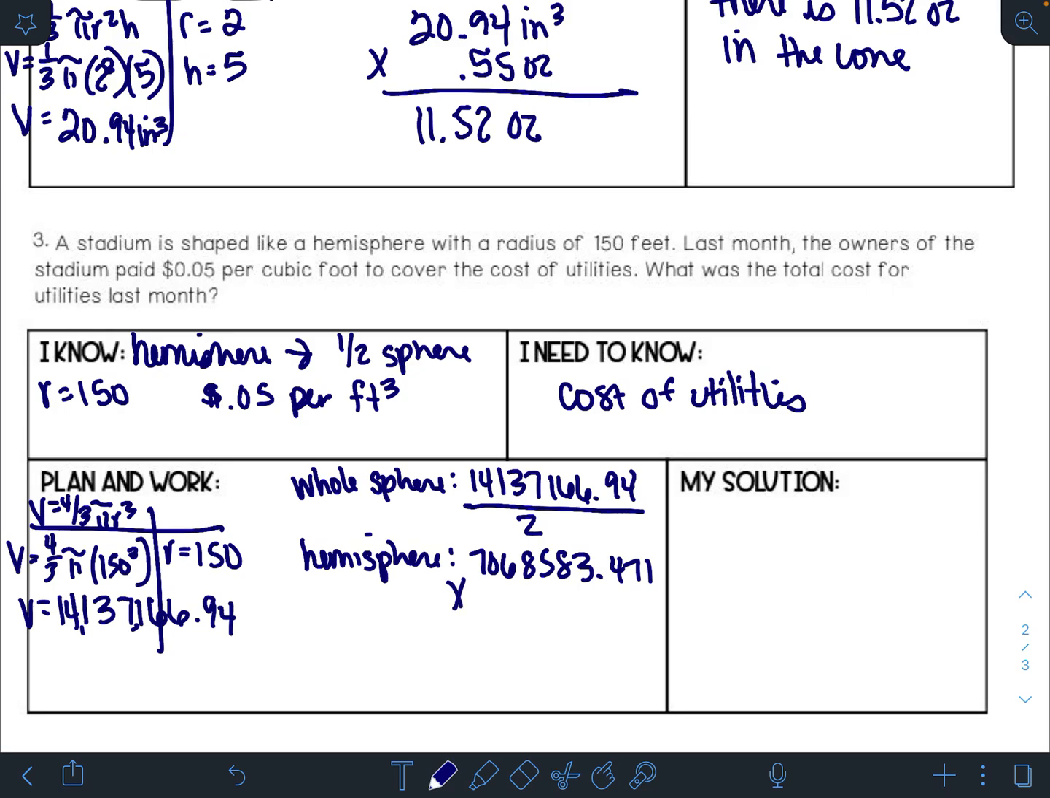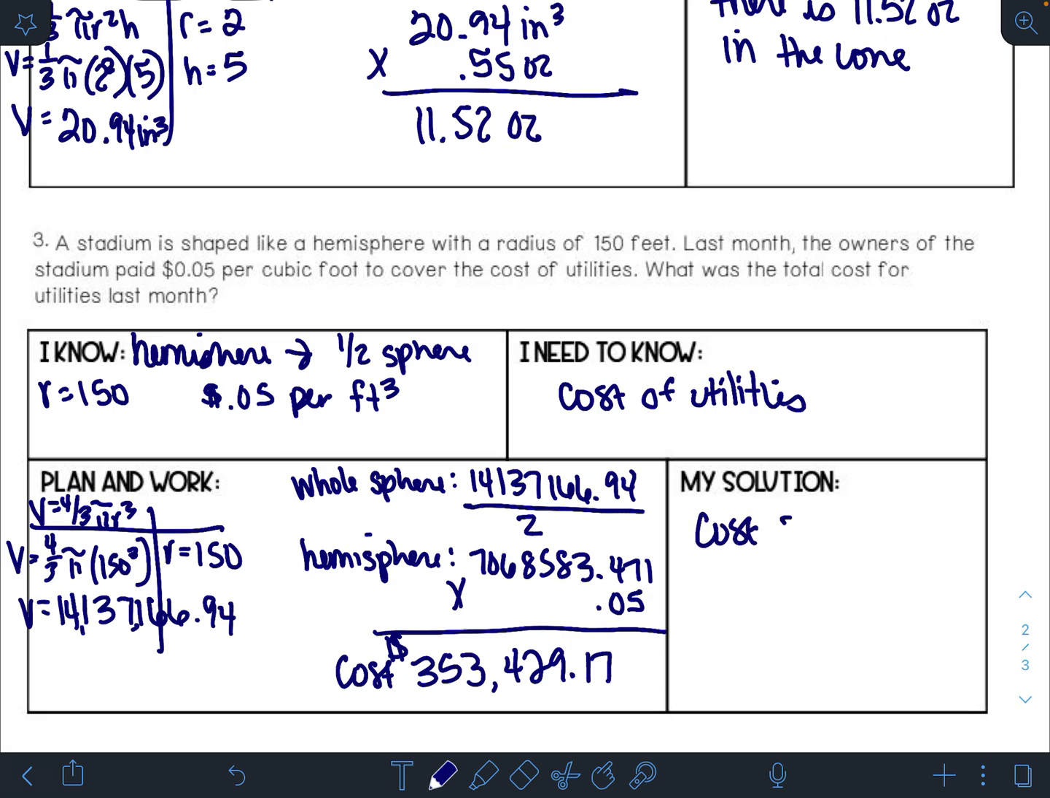Each one of those cubic feet, they pay 5 cents per cubic foot. So I'm going to multiply this by 0.05. And so I know that they had to pay $353,429.17 to pay the electricity bill on the stadium. So it cost $353,429.17 to cover utilities.